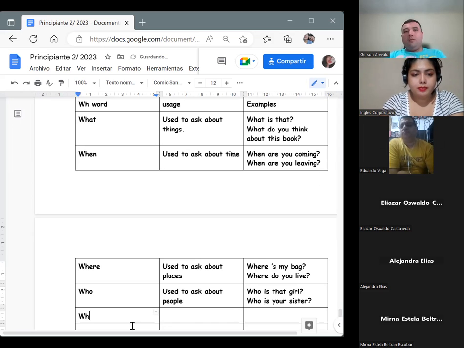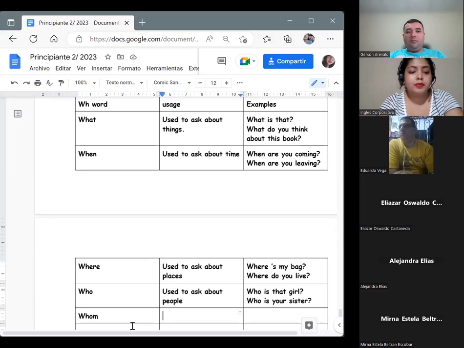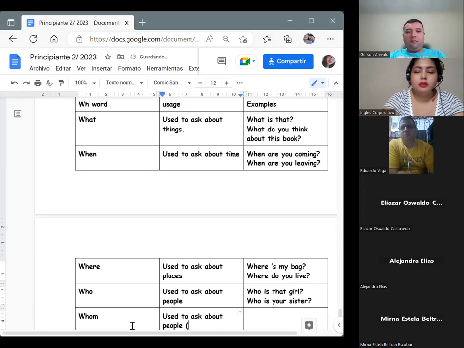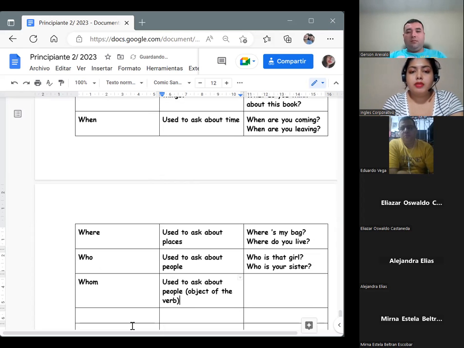Then, whom? Este otro se utiliza para preguntar sobre personas, pero en este caso la persona tiene que ser el objeto del verbo. No es igual que el who, porque ese es como más general. En este es específicamente el objeto del verbo. The object of the verb. And we have here the example. And it says, whom did you see in the morning?